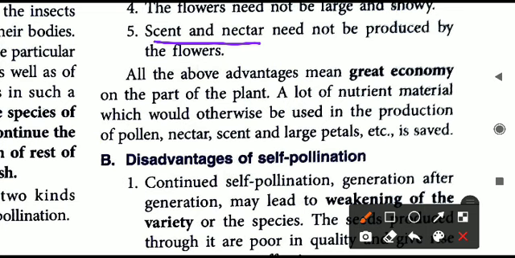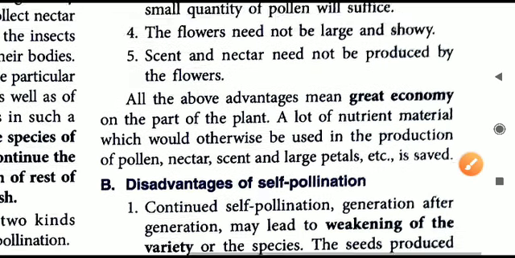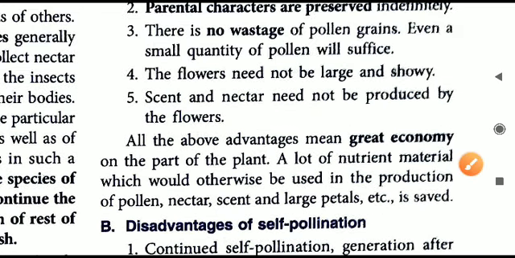But here insects are not required, so no need to prepare this nectar also, because there is no need of transferring the pollen grains to other flowers. This flower is sufficient enough to pollinate itself. So nectar is also not to be produced. So again energy is saved for this plant, because it does not have to prepare any nectar.